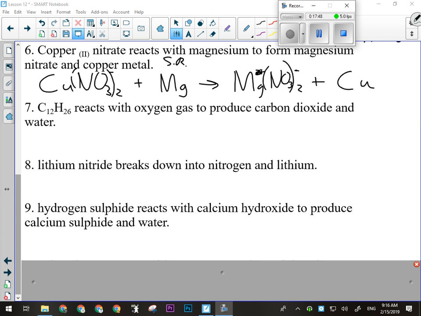All right, so C12H26. We don't have to write the name for it because we're writing out the formulas, which is good. That's why I didn't write the name. We're just writing out the formulas for this reaction. C12H26 reacts with oxygen gas. What does that look like? O2. How important is it to remember the 2? Very. If you don't, you won't get the balancing right.